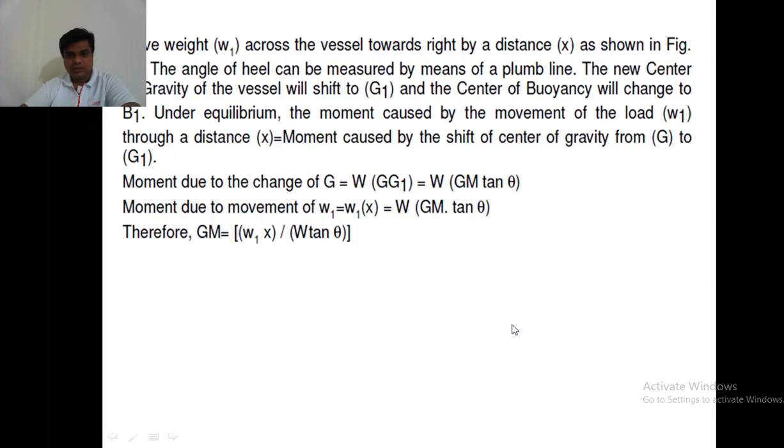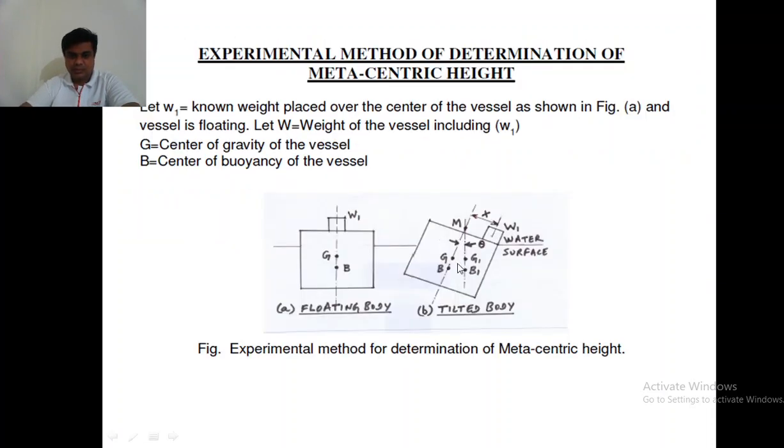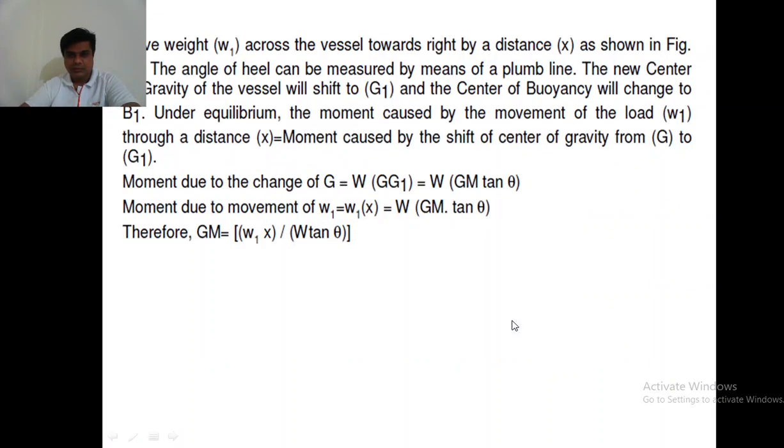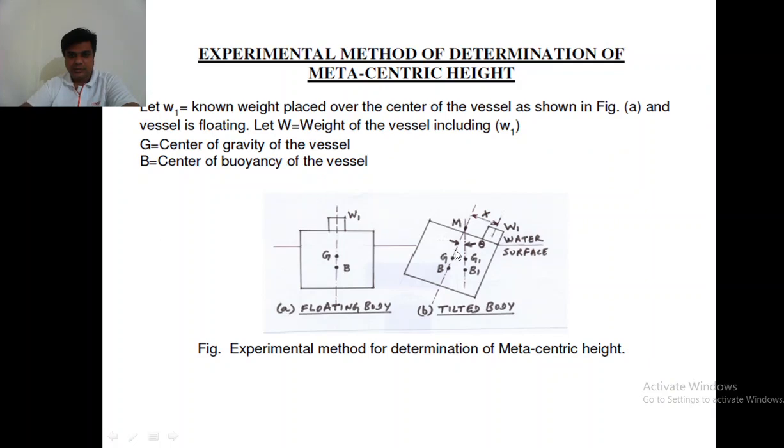So the moment due to the change of G is nothing but W into GG1. As I told you, GG1 is nothing but GM into tan theta, because tan theta is GG1 by GM. That's what is taken here. The moment due to the change of G is because of this weight W into this distance.